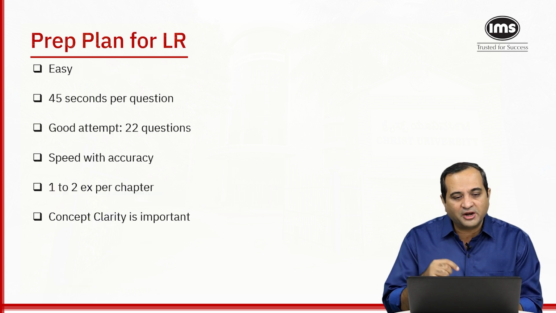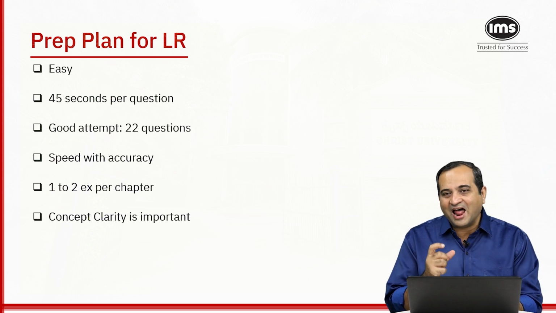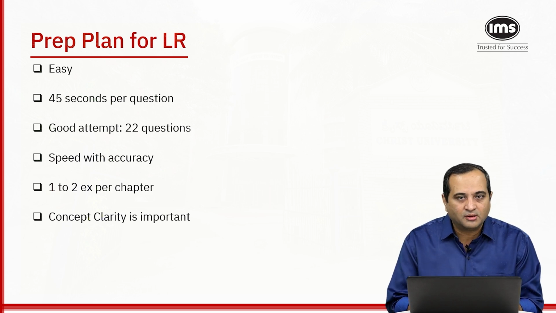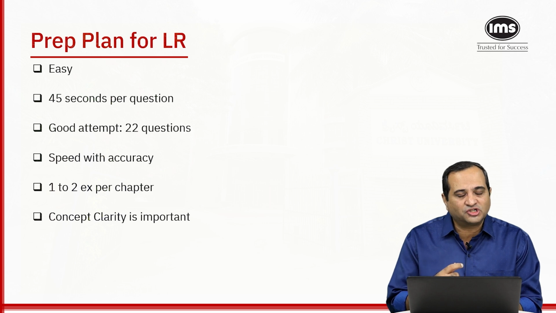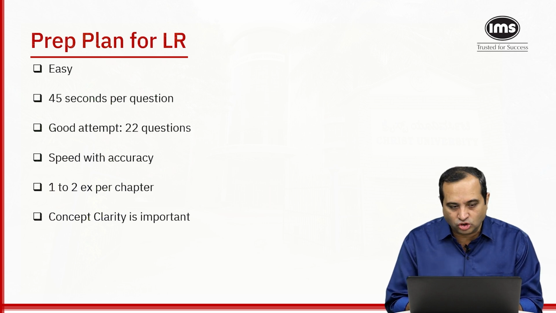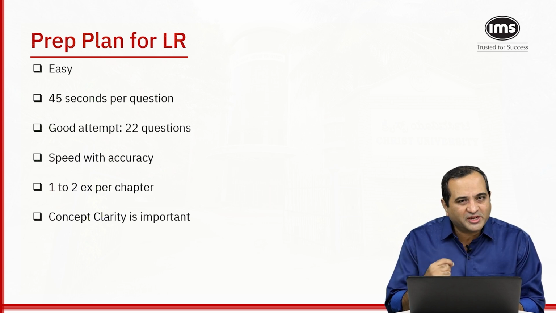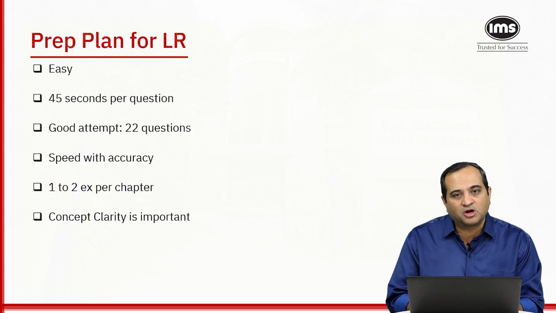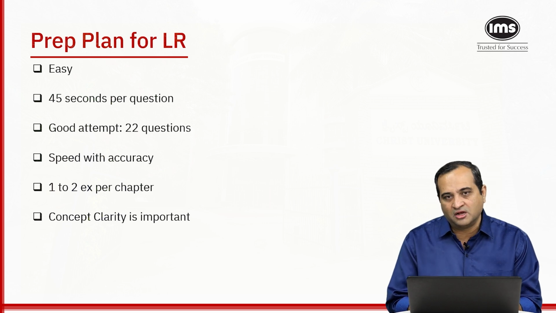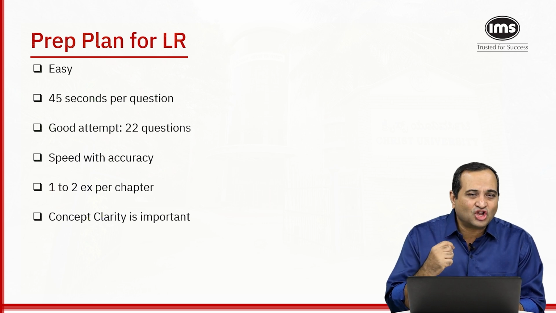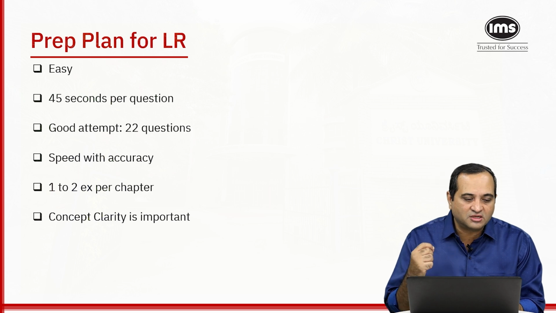So if you look at the preparation plan for logical reasoning, what you need to do is, see, LR is one section. Try to understand one thing. LR is one section wherein you can get good accuracy. And these types of questions don't take much time to solve also. So you should be spending somewhere around 45 seconds per question here. Again, the level of difficulty of the logical reasoning questions is relatively easier. Hence, I think 45 seconds on an average per question should be good enough.